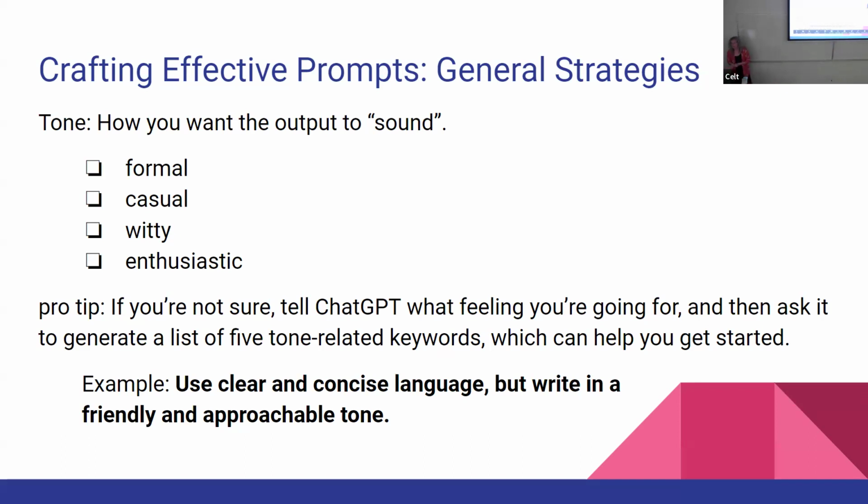Whatever. If you're not sure, you can tell ChatGPT, just like we did with the action verbs, here's the feeling that I'm going for. Like, I want people to feel comfortable with me, but I don't want it to be too over the top. So you can ask ChatGPT to generate some keywords for you, and then you can choose from those keywords, because there are so many feelings that we could be feeling. It can be kind of overwhelming to get started. So here's my example.